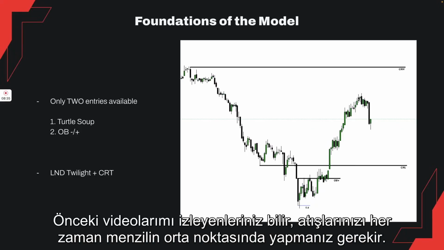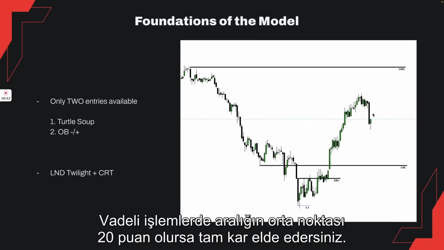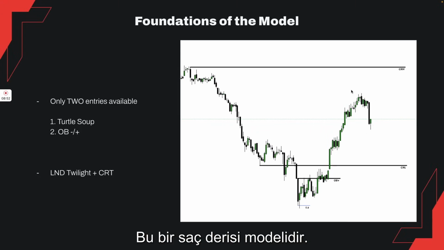For those of you who have been watching my previous videos, you guys know to always take partials at the midpoint of the range. Now, I want to make something clear. If the midpoint of the range is 20 points for futures, you will take out full profits. This is a scalp model. All right? Quick trades.